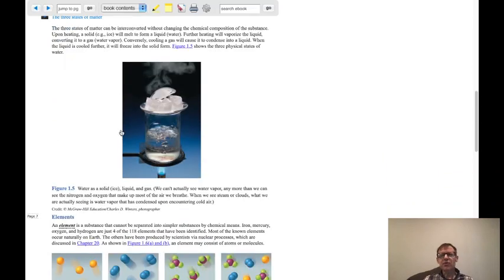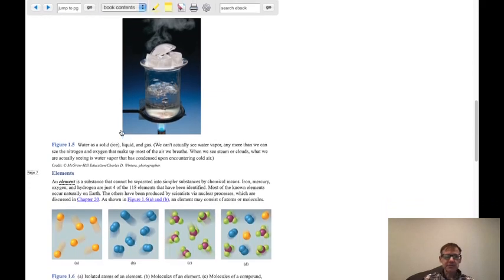Here's an example of all three states of matter with water. There's a little burner down at the bottom using natural gas and burning that natural gas to boil water. So there's liquid water. It's boiling, so it's turning into what's called steam. So that's gaseous water. And then at the top there, you see a bunch of ice cubes, in fact. So there's the solid state. So all three states of water exist simultaneously in that picture.